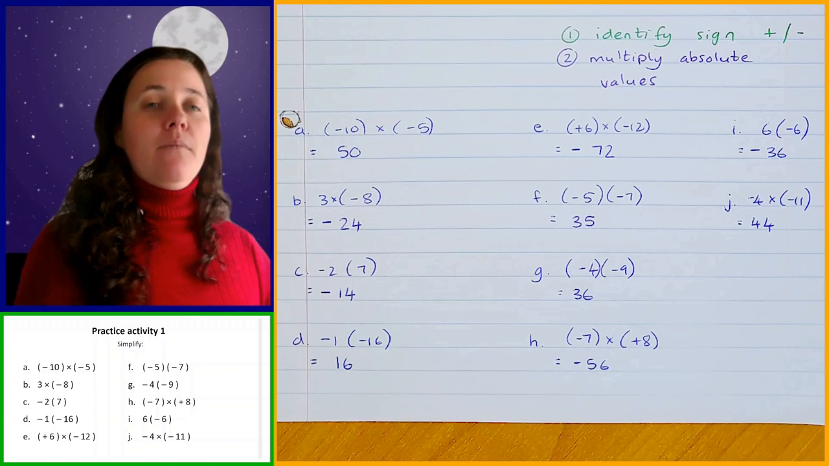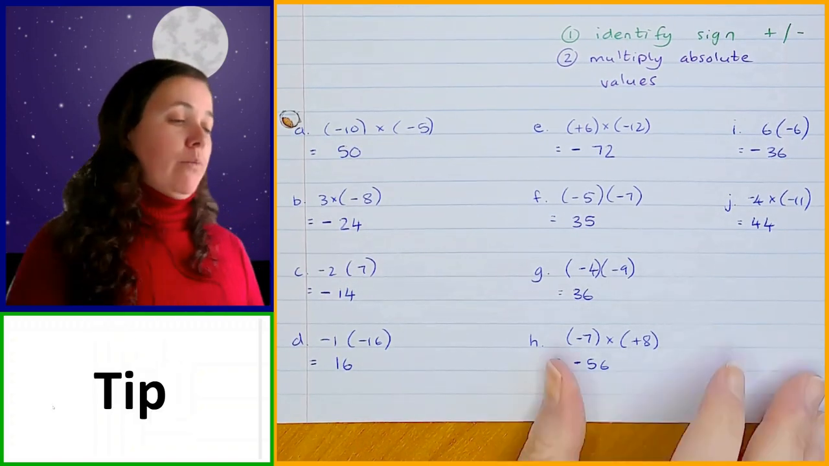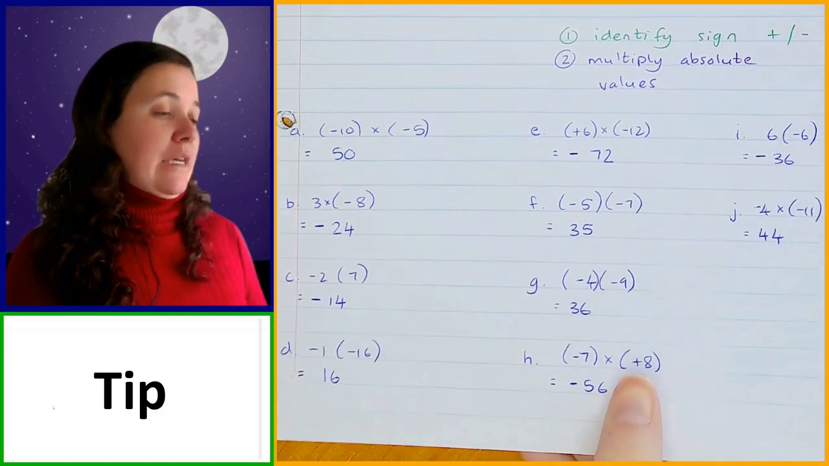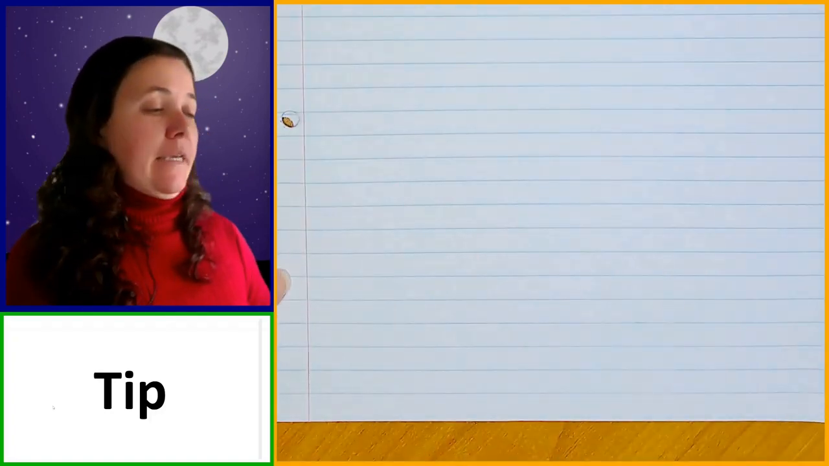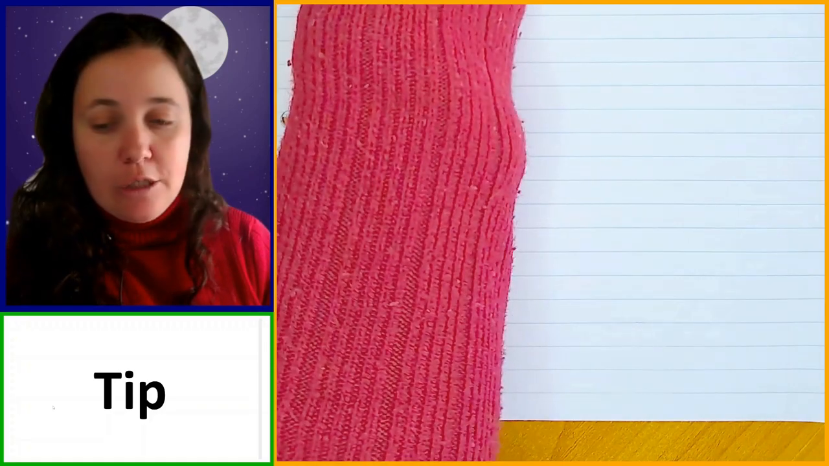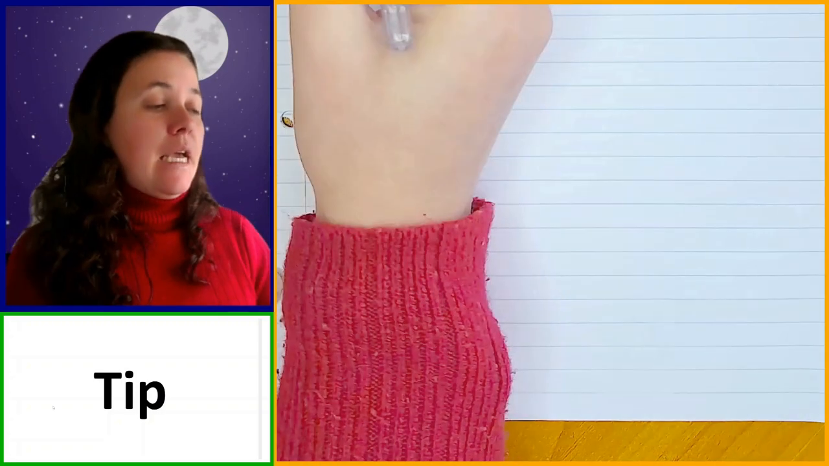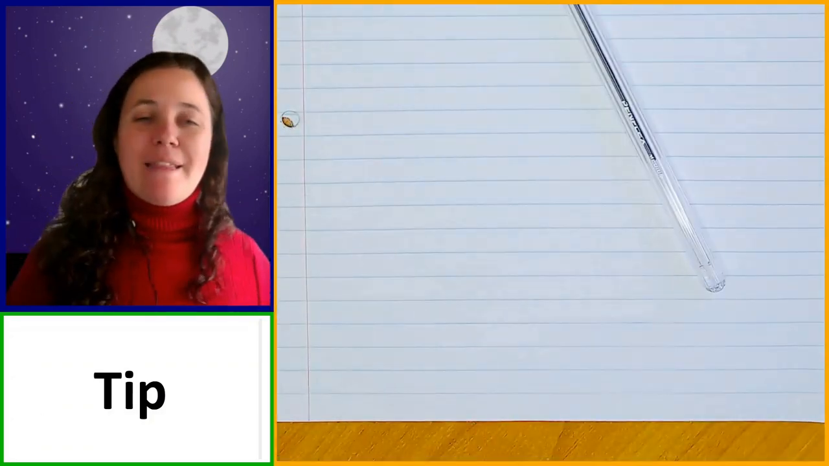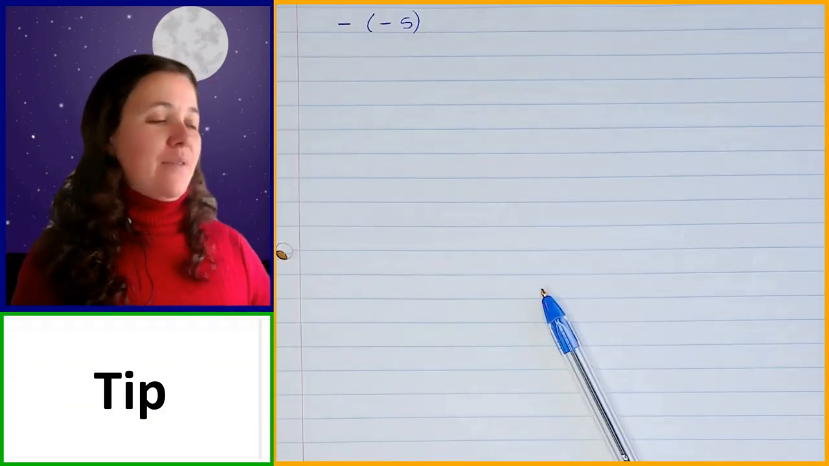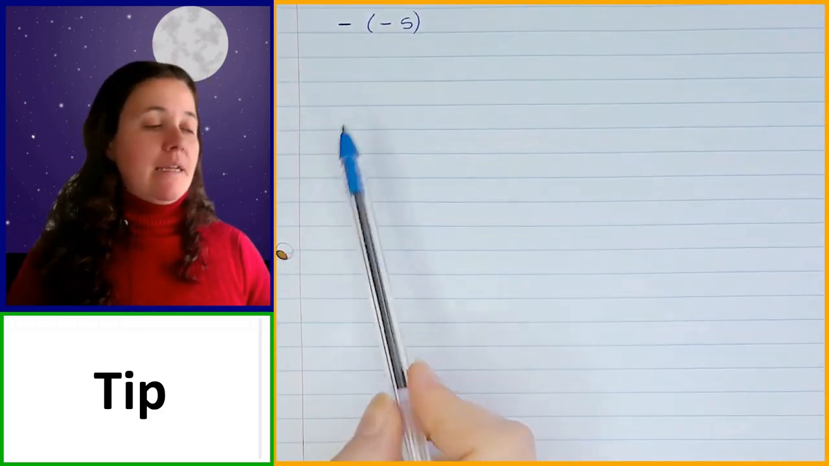Okay. Now I want to just give you a little tip. When you are multiplying or working with integers like this, sometimes you will see that they'll just have a minus in front of a bracket like this. So you might have a minus and then negative 5 in brackets. Okay, so you've got a minus and then you've got your brackets with a negative 5 inside.